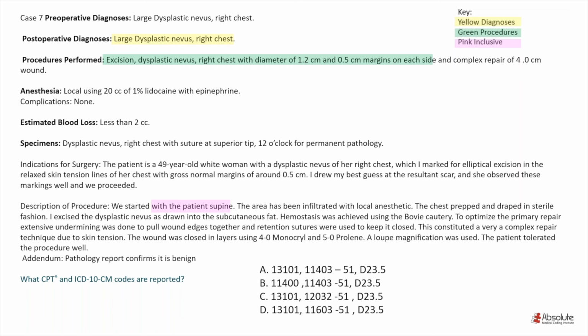In the description of procedure, the patient was placed in a supine position. We also have a complex repair of 4 centimeter performed along with the excision. A local anesthesia was used. The patient was placed in a supine position, and a primary repair was performed.